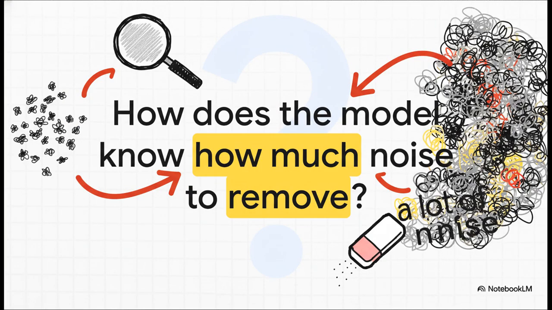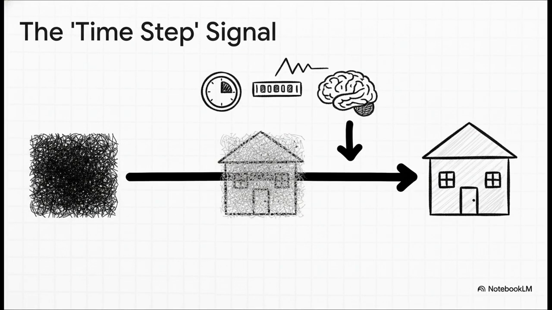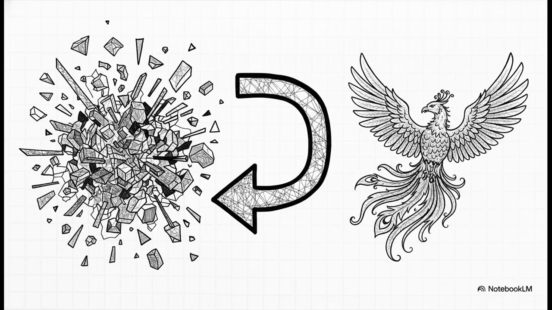Okay, but wait a second. This is all great. But how does the UNet know how much noise to remove? How does it know if it's looking at an almost clean image or a total chaotic mess? Well, this is the really clever part. We cheat. We actually just tell it. At every single one of those 50 steps, we feed it a little signal called a time step. It's just a number that says, hey, you're on step 45, or hey, you're on step 3. This gives the model crucial context. It's like telling it, okay, be aggressive, there's a ton of noise to remove, or be gentle, we're almost done, just make a few small tweaks.